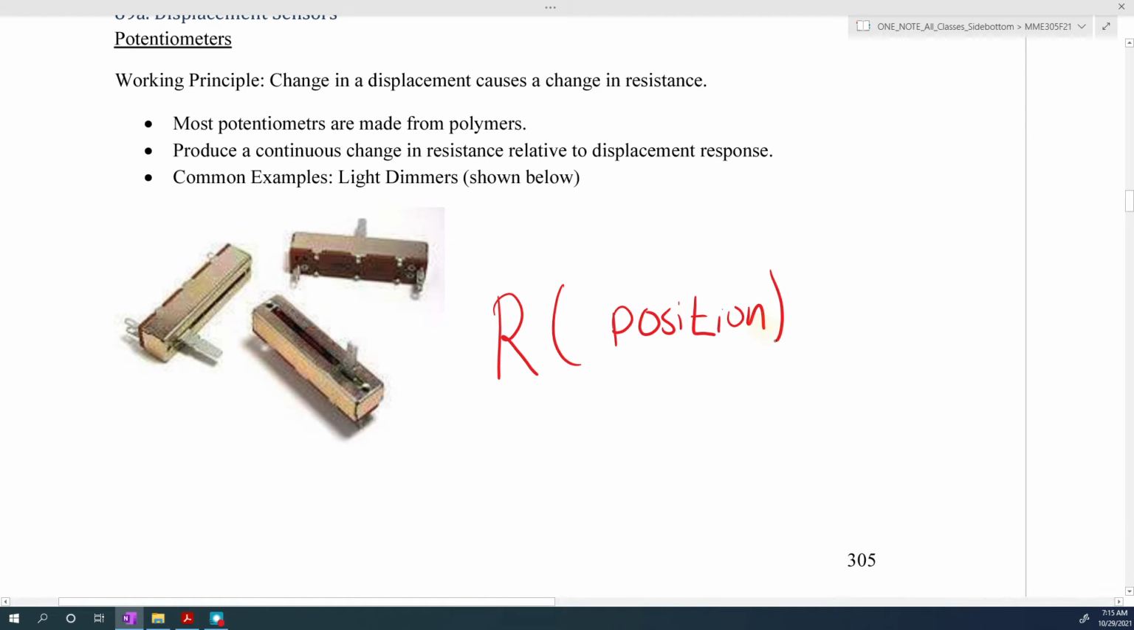An example of a linear potentiometer is a dimmer switch for a light switch. There are rotary potentiometers as well, but the major thing that you need to know is the resistance is a function of the position, and that change in resistance could be used to change an output. In the case of a light switch, it changes the brightness of the light.